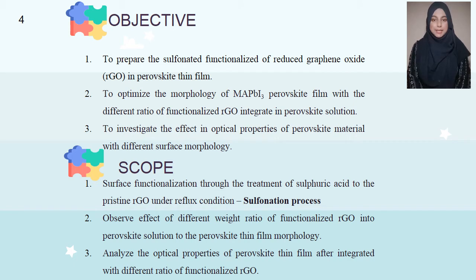My objectives in this project: number 1 is to prepare sulfonated functionalized reduced graphene oxide for the perovskite thin film. Number 2 is to optimize the morphology of the methylammonium lead iodide perovskite film with different ratios of functionalized reduced graphene oxide integrated in the perovskite solution. Number 3 is to investigate the effect on optical properties of the perovskite material with different surface morphology.